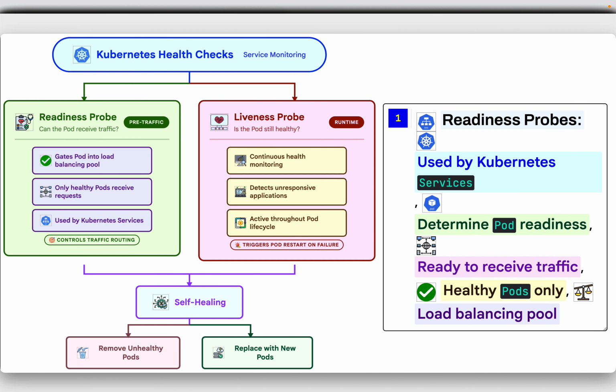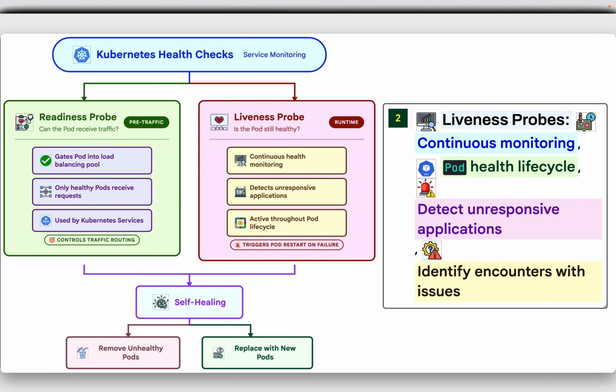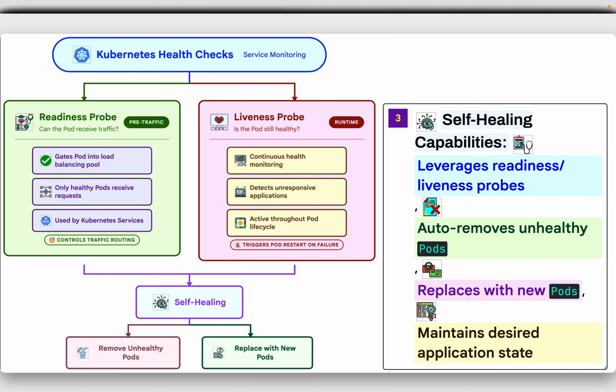Ninth topic is service monitoring and health checks. Readiness probes are used by Kubernetes services to determine if a pod is ready to receive traffic, ensuring that only healthy pods are included in the load balancing pool. Liveness probes continuously monitor the health of a pod during its life cycle, detecting if the application becomes unresponsive or encounters issues. By leveraging readiness and liveness probes, Kubernetes provides self-healing capabilities, automatically removing unhealthy pods and replacing them with new ones to maintain the desired application state.